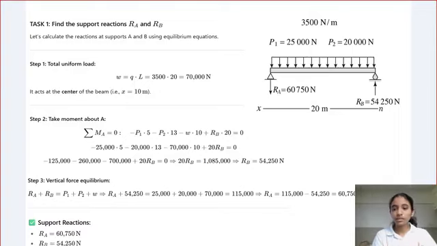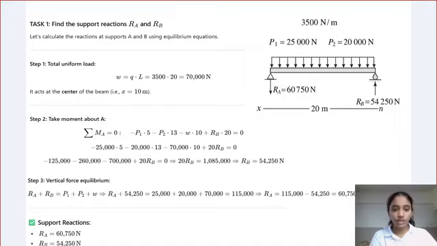We have plotted here one diagram in which we have shown the length of the wing is 20 meters. RA is acting at the left side and RB is acting at the right side. Here P1 is given, P2 is given, and the uniformly distributed load of 3500 Newton per meter is given. Firstly, we have to find the support reactions.